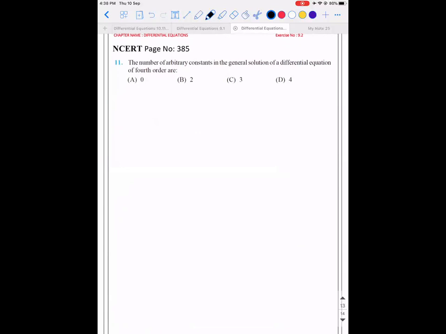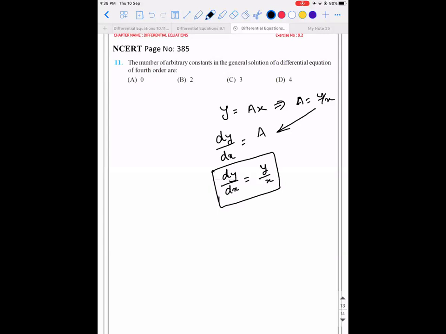See, suppose I have a question like this. y is equal to ax. Okay. So then I can ask you a question stating that form a differential equation. So when I say a differential equation, dy by dx will be equal to a. Is it right? Which implies a is equal to y by x. Now substitute it here. dy by dx. So this is the required differential equation.